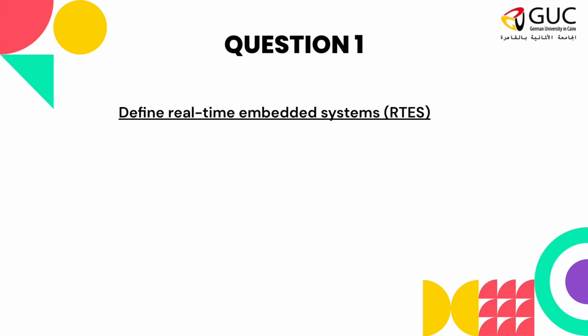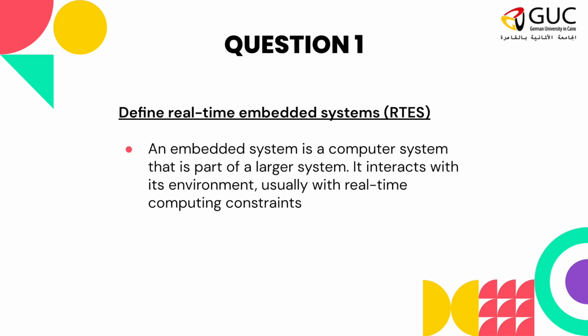So real-time embedded systems. An embedded system is a computer system that is part of a larger system. It interacts with its environment, usually with real-time computing constraints. So what is an embedded system? An embedded system is a small computer system that is part of a larger system. A large system contains multiple embedded systems, and hence comes the word embedded, because it's small and it contributes to the larger system. So it's part of a larger system.